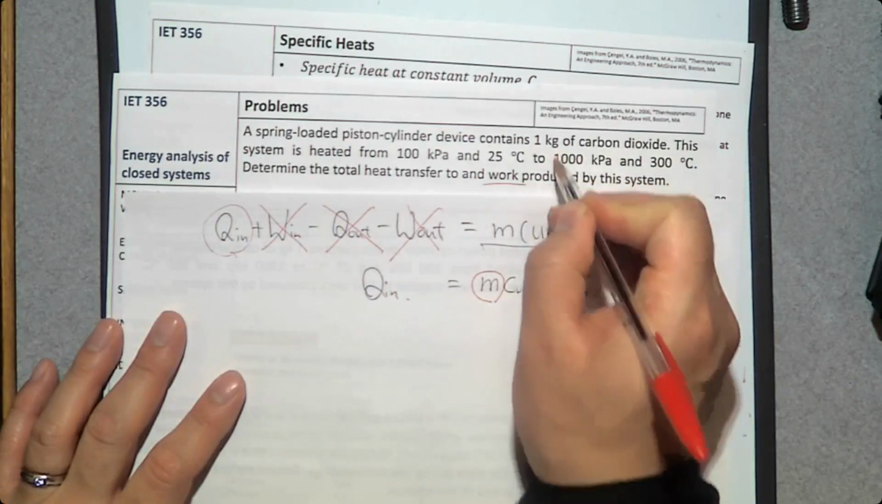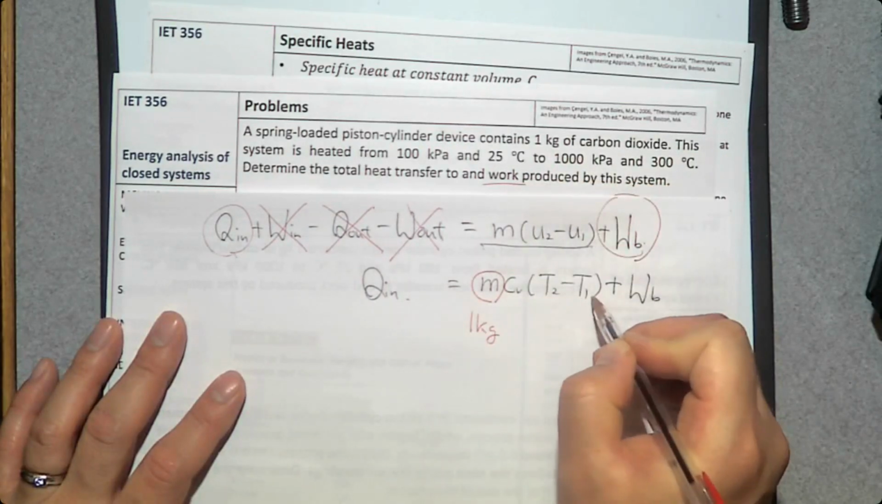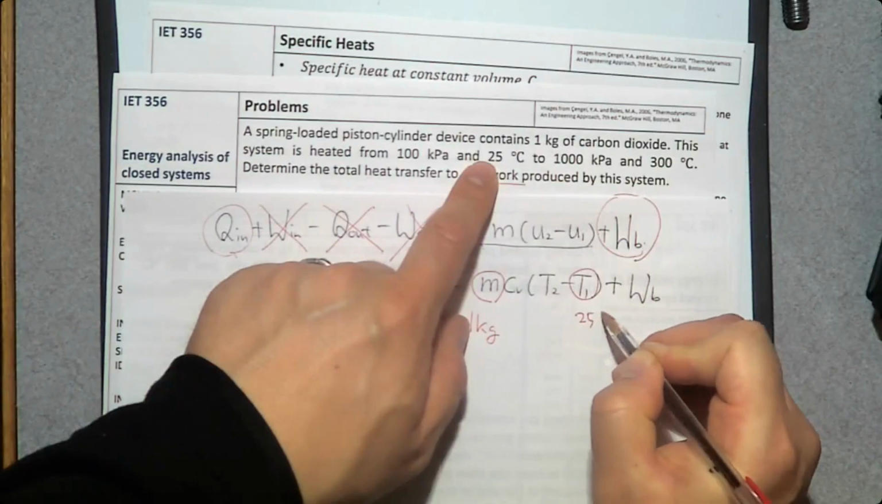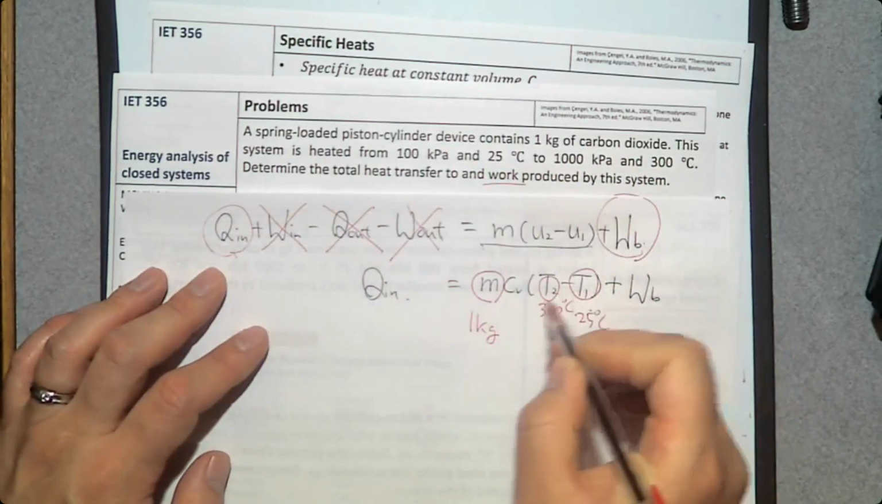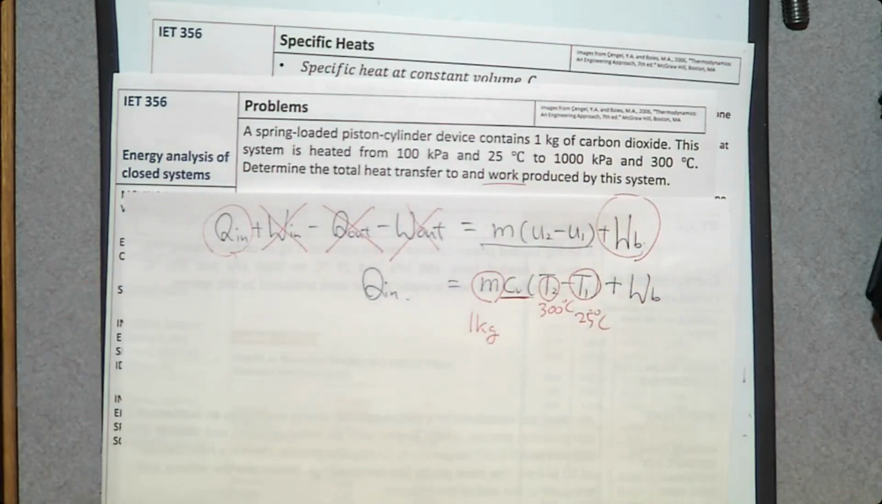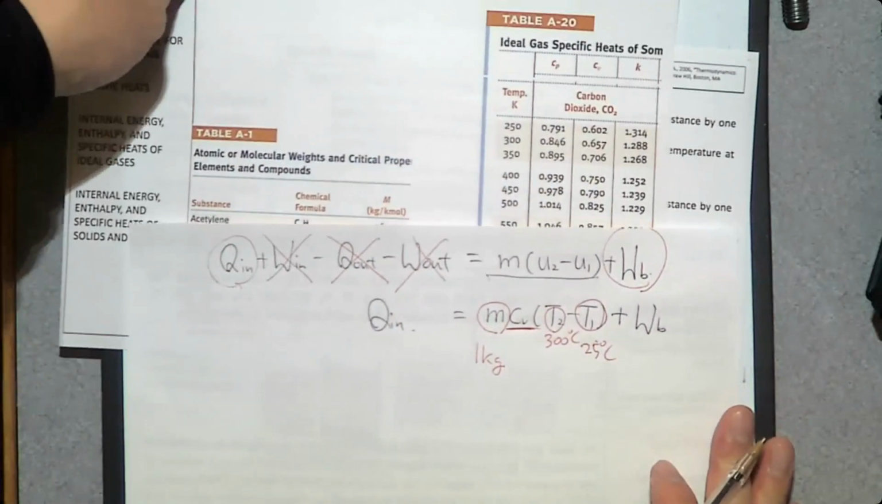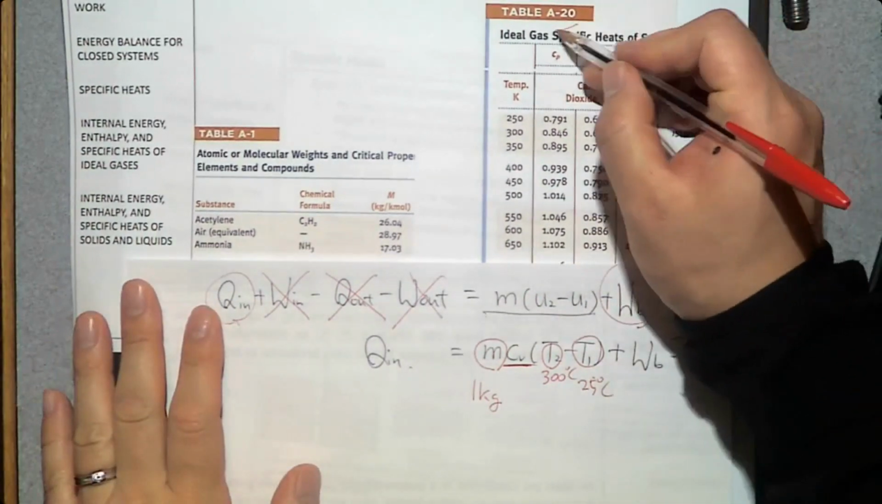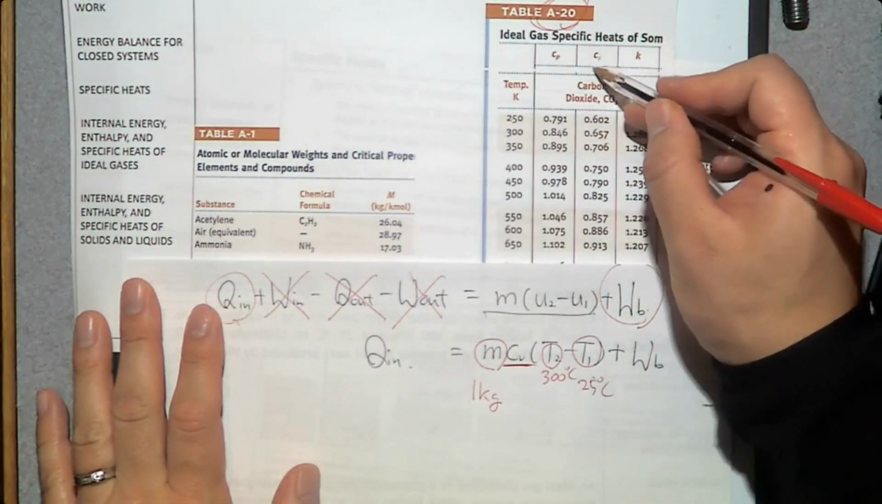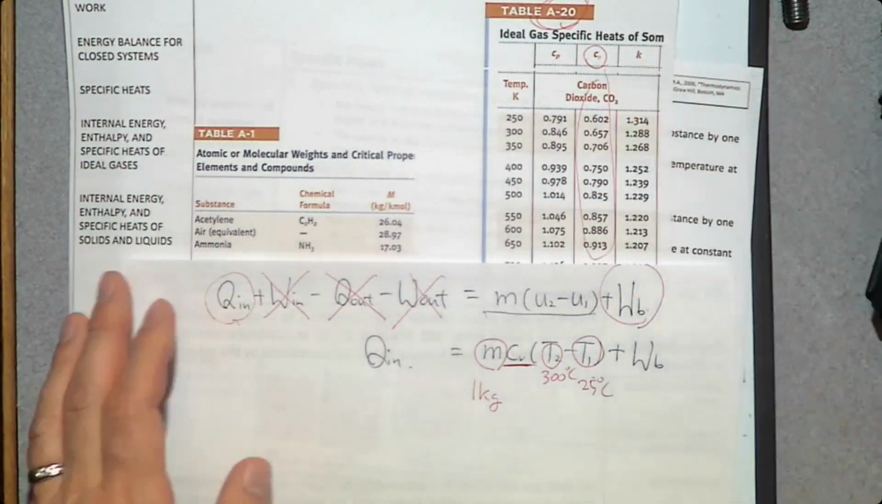Then what is the mass? 1 kilogram. What is the initial temperature? 25. What is the final temperature? 300. What is the specific heat? Oh, how can we determine the specific heat? There's a table. CV of carbon dioxide is a function of temperature. So if you have table A20, then you can find CV at the given temperature.